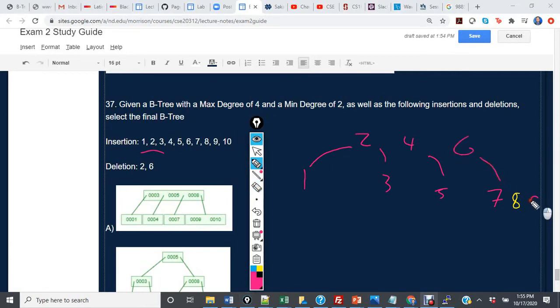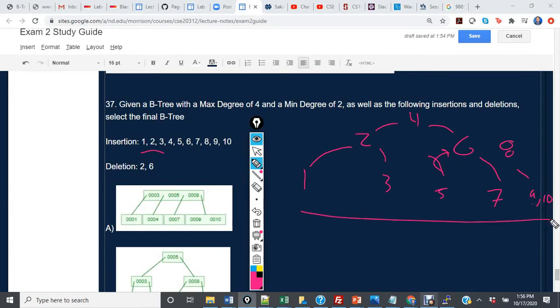And then when we insert 9 and 10, then we would rise up 8. But this one's now full, so 4 would rise up. So what's going to happen is 4 is going to rise up and become its own node. We're going to have this go over here. That's going to be there. And then 8 is going to be in the middle here in the second value. So 5 is pointing here to 6. You have 8, 9, 10. So this is the B tree prior to deletion.